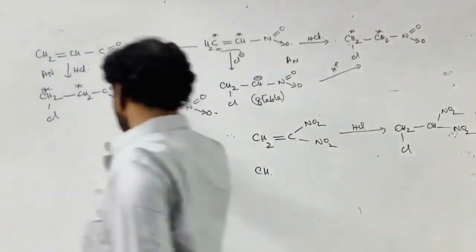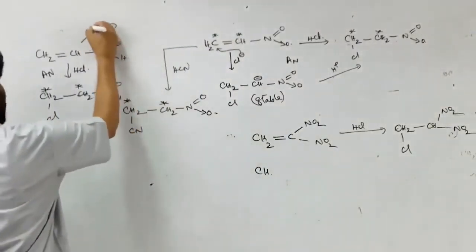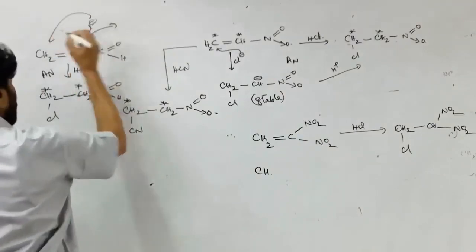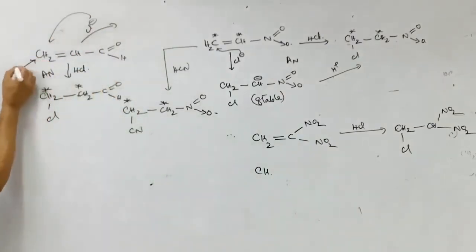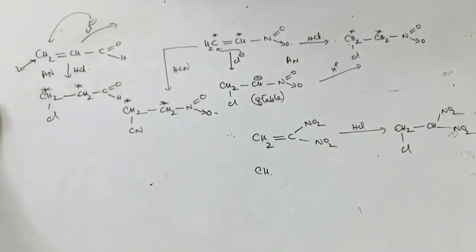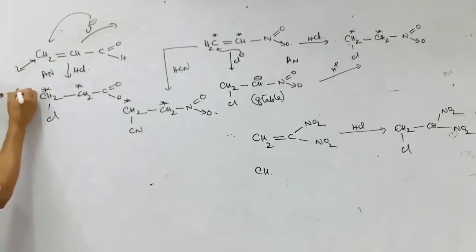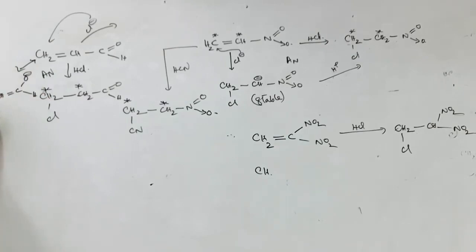Carbanion intermediate is formed, not the carbonium ion intermediate. Cl minus goes here and attacks because we know the resonance structures of this. This is the positive, this is double bond C O minus, this is H, resonance structure. The positive charge is existing on this carbon. Therefore, the Cl is coming and attacking on this carbon and producing this product.